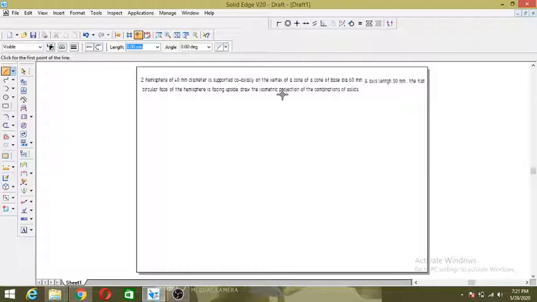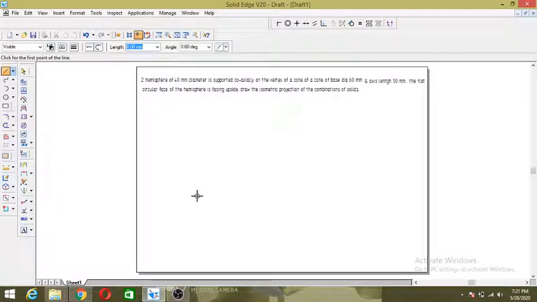Here again they have given two solids. One is a cone, another one is a hemisphere. So on the cone they placed the hemisphere. Again, the hemisphere is exactly over the vertex of the cone. And one more thing is the flat upside face of the hemisphere is facing upside. This is the problem definition.